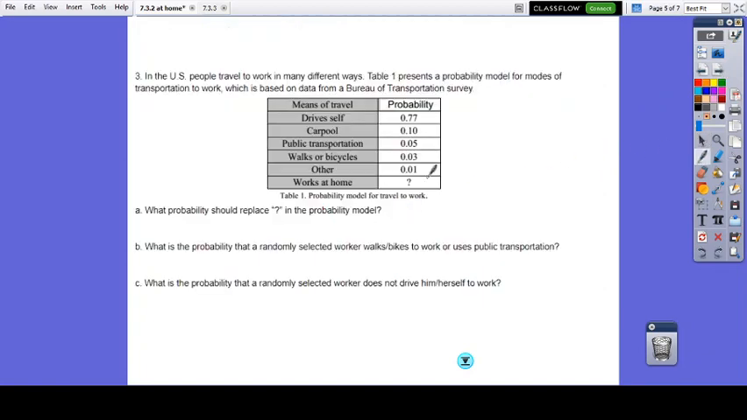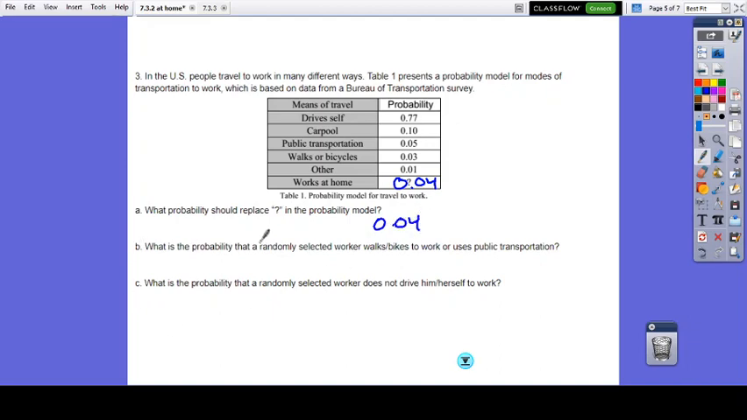Okay, so we're moving on to number 3. In the US, people travel to work in many different ways. Table 1 represents a probability model for modes of transportation to work, which is based on data from a Bureau of Transportation survey. So these are the probabilities right here that they take these means of travel. What probability should replace the question mark in the probability model? Feel free to pause it if you want to figure it out on your own, but essentially all of these probabilities need to add up to 1, so we should put a 0.04 in here.